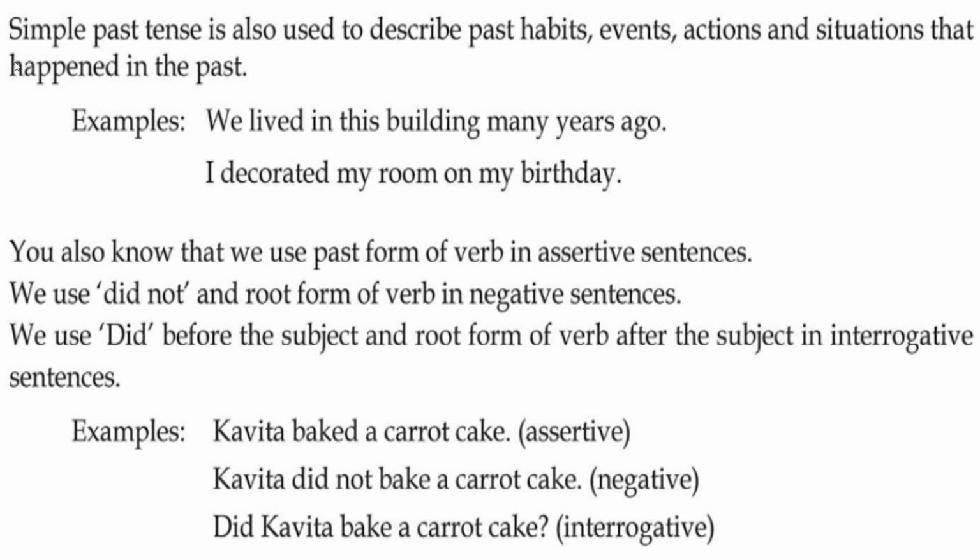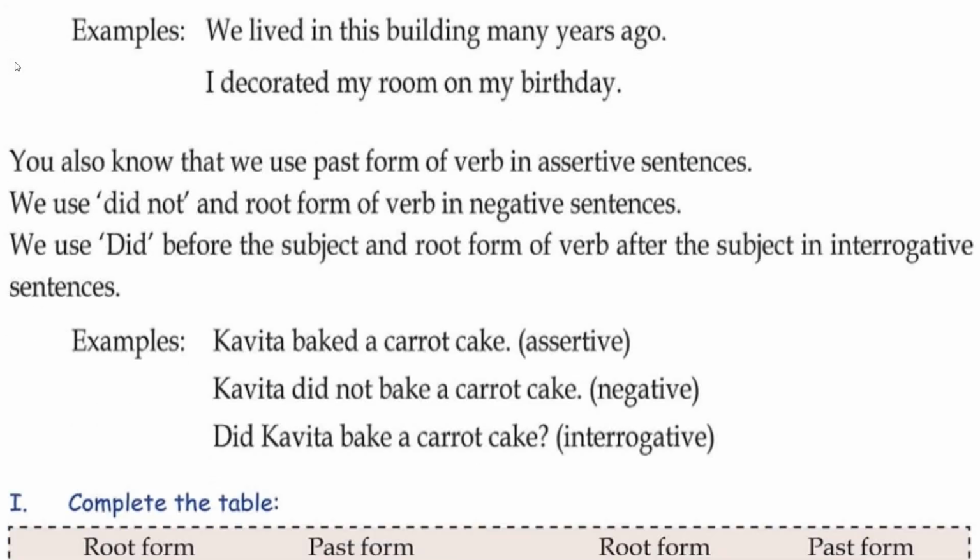Example, Kavita baked a carrot cake. So it is an assertive sentence, it is showing a statement. How to change it into negative? See children, it is simple past tense. So we have to use did, whether it is singular or plural. And we have to make it negative, so obviously we will write not, and baked will change into the root form of the verb. That will be bake. So what will we write? Kavita did not bake a carrot cake. And how to change it into interrogative? Obviously, the first word in the interrogative sentence should be the question word. So we have written did. Did Kavita bake a carrot cake?